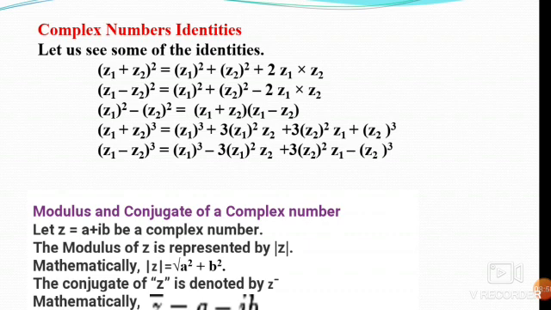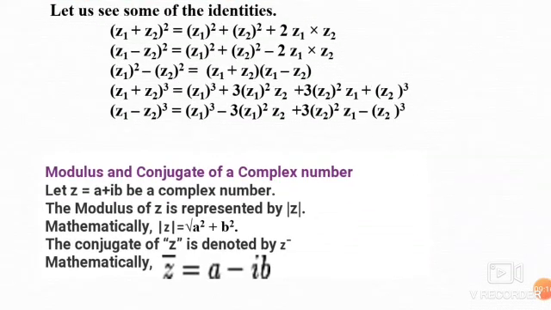What is a square minus b square? We know it is (a plus b) into (a minus b). Here z1 square minus z2 square equals (z1 plus z2) into (z1 minus z2). What is (z1 plus z2) the whole cube? z1 cube plus 3 z1 square z2 plus 3 z2 square z1 plus z2 cube. Similarly, you will write for (z1 minus z2) the whole cube.